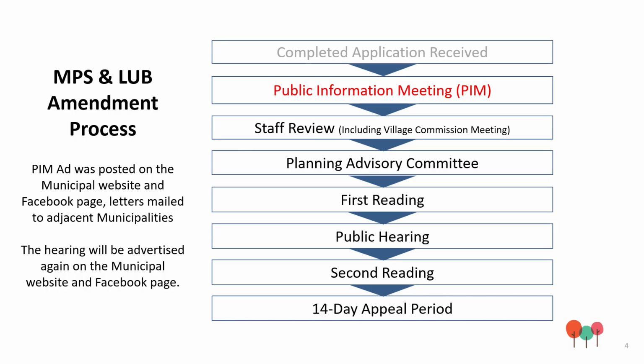The application will then go to first reading, where Council will vote whether to authorize a public hearing or not. If this proceeds to a public hearing, the public again have the opportunity to speak at the meeting and will be notified in advance. After completion of the public hearing, it is time for second reading by Council, where a vote to deny or approve the application would occur. Finally, there is a 14-day appeal period, regardless of what the Council decision may be.